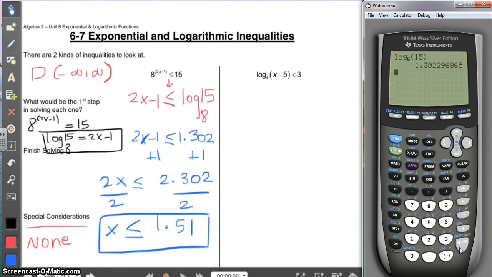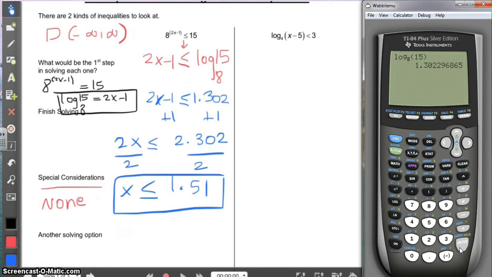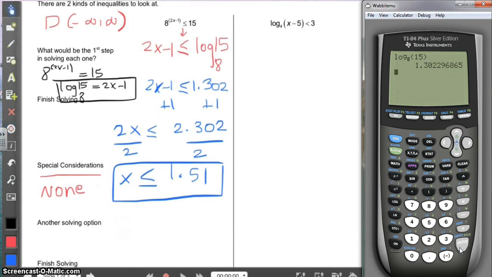That's it. This is how you do inequalities. Now the only thing that I want you to pay attention to is that since we divided by a positive number, the inequality did not change. It's always facing this way: x smaller or equal to 1.51. Every time you multiply or divide by a negative number, this is when you have to think of changing or shifting the inequality sign. So this is one way of solving it.